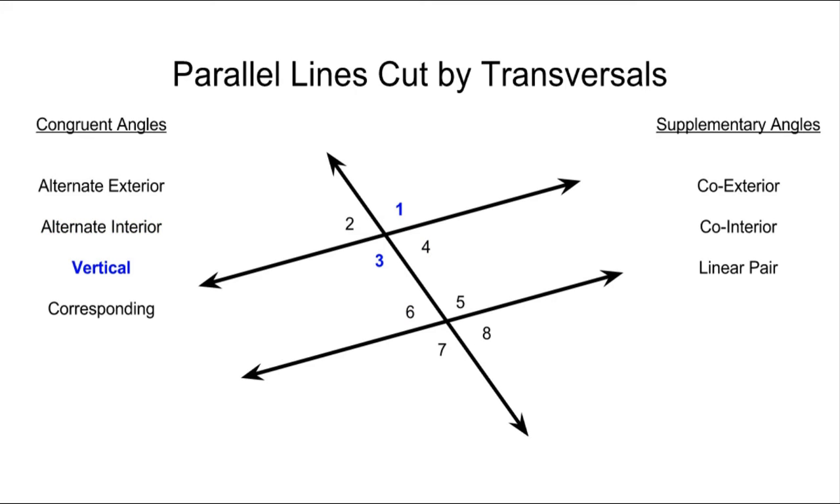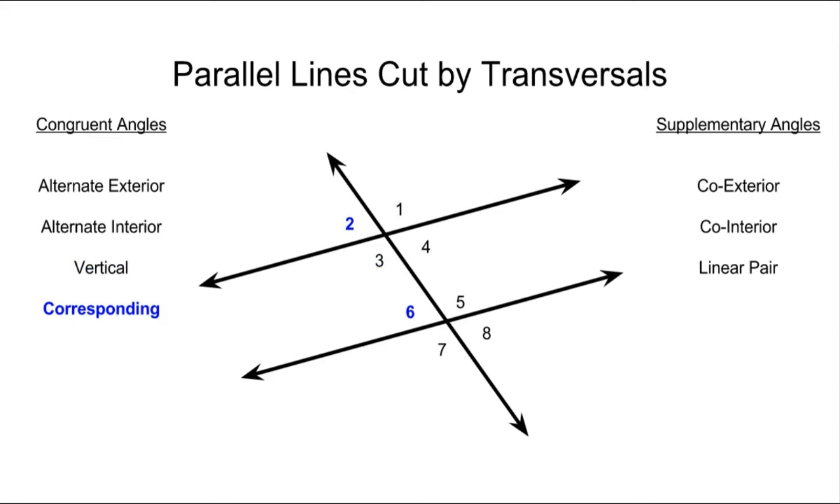Our vertical angles are going to be angles that are across the vertex from one another. They're on opposite sides of intersecting lines. Angles 1 and 3 would be an example of our vertical angles, and so would angles 2 and 4.